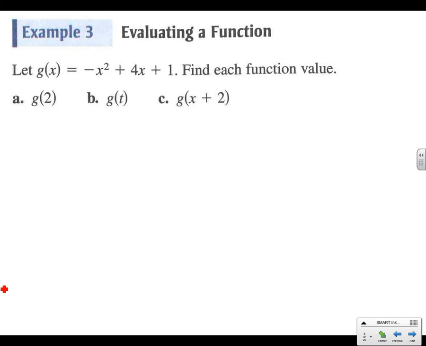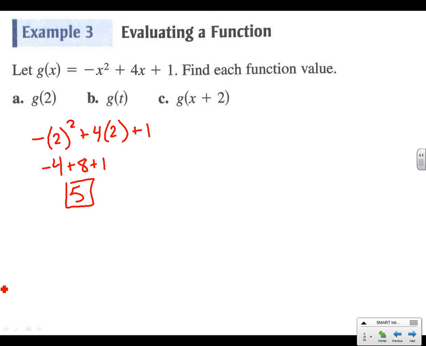Let's plug some in here. Let's find g of 2 if g of x is -x squared plus 4x plus 1. All right, so everywhere we see x, we're going to pop in a 2. So -2 squared is -4 plus 8 plus 1. -4 plus 9 is 5 for a.